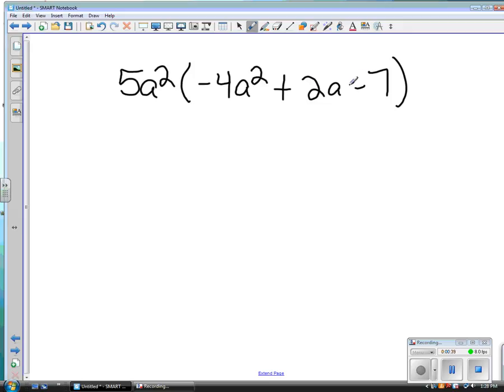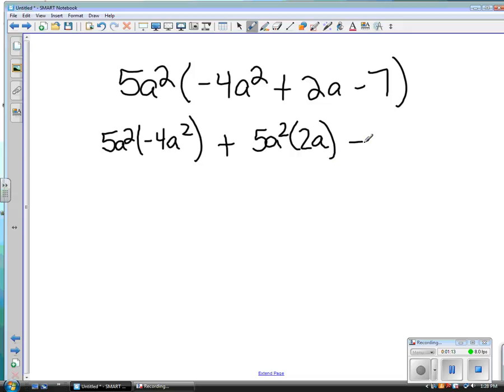So this is a trinomial because there are 3 terms, all right, and it's being multiplied by this monomial out here. Now, I've got to distribute this 5a squared to everything in that set of parentheses. So I'm going to write 5a squared times negative 4a squared, and then whatever this next operation is, I'm going to put it there, so plus, and I'm going to multiply again, so 5a squared times 2a, and I'm going to subtract this time because that's based upon this, and then it's 5a squared times 7.